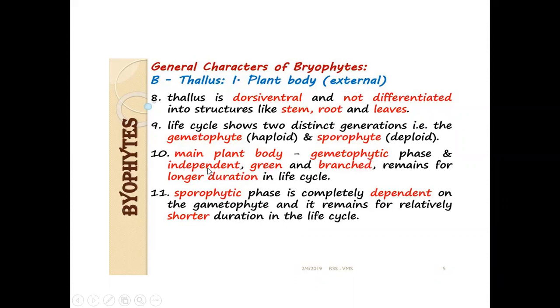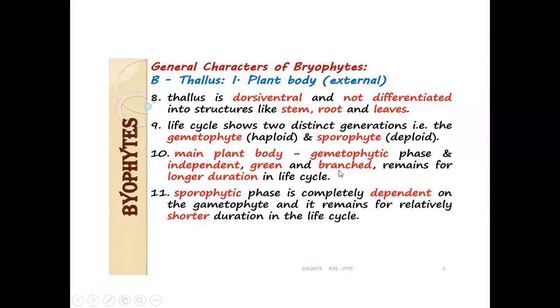And how is that gametophyte? It is independent. It is always green in color and branched, and it remains for a longer duration in the life cycle. Branched, it looks green in color, and it is independent. Independent means it prepares its own food. It is not depending on any other plant material. It behaves as an independent plant. So that is the main plant body.